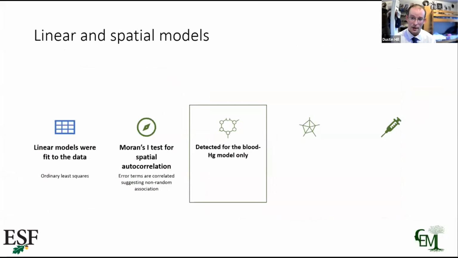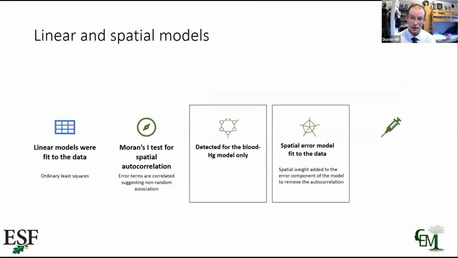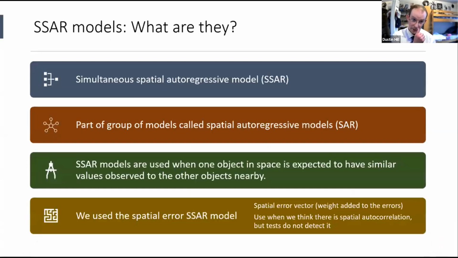And so the Moran's I test did detect autocorrelation for the blood mercury model, not for some of the other models. So our next model, to sort of incorporate and remove the spatial correlation, we chose to use a spatial error model, which added a spatial weight to the model designed to remove the non-random error and make it more random.